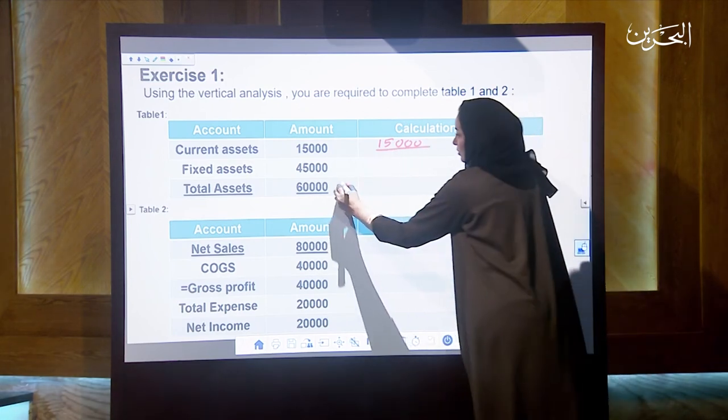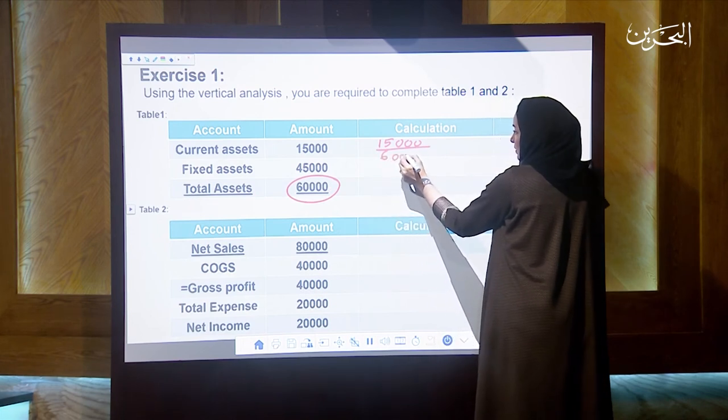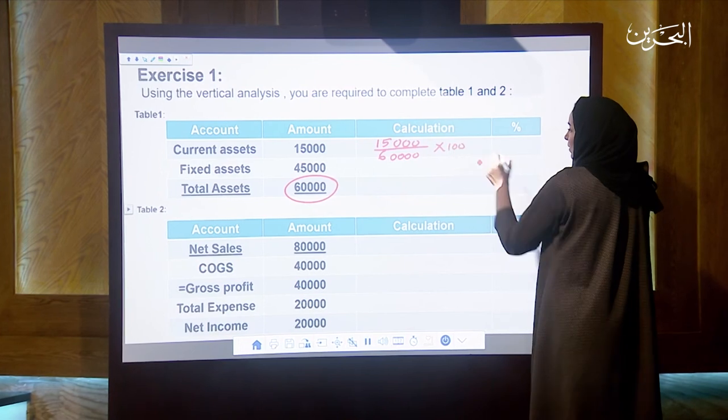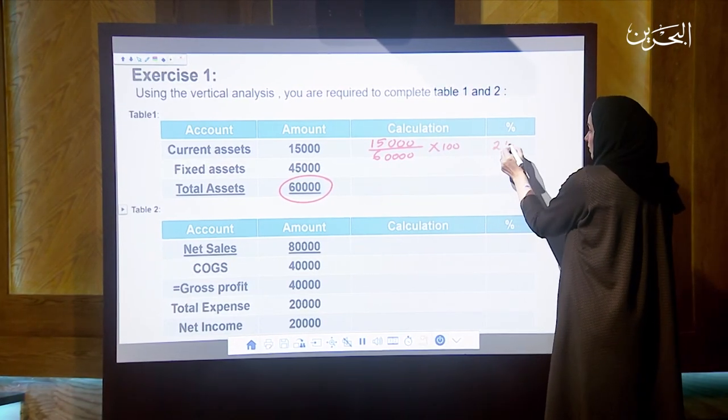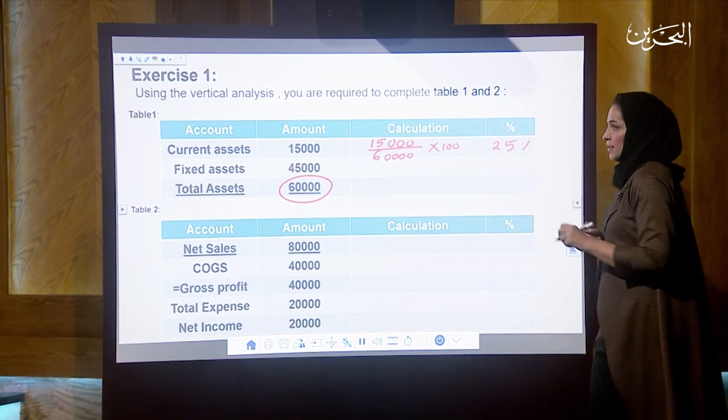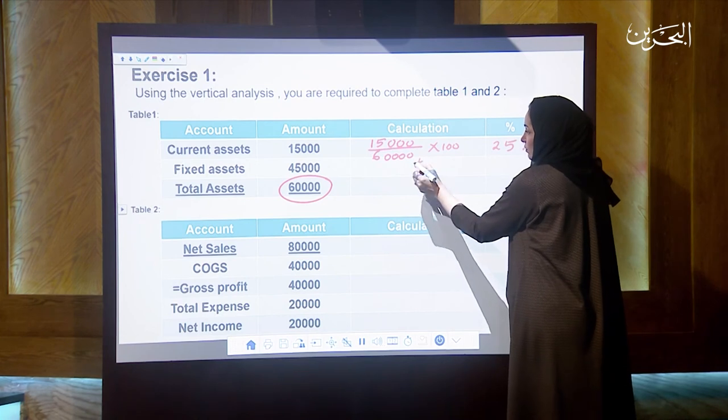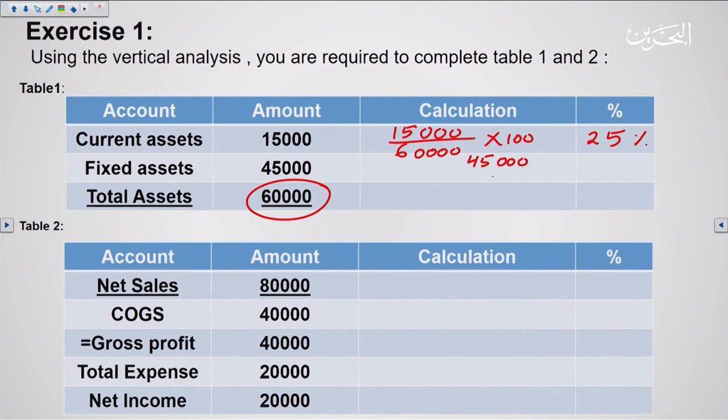$15,000 divided by total assets, $60,000, multiplied by 100. The result is 25%. Let's see the fixed assets. 45,000 divided by 60,000 multiplied by 100. The result is 75%. Total assets divided by total assets multiplied by 100 equals 100%. Okay, this is table number one.